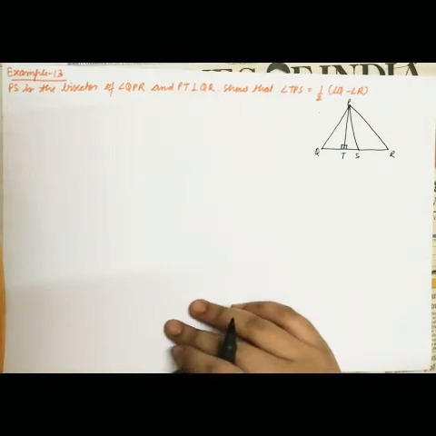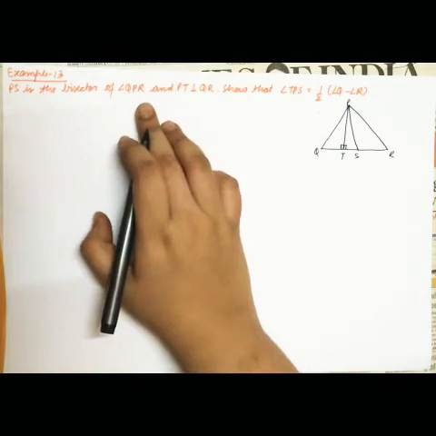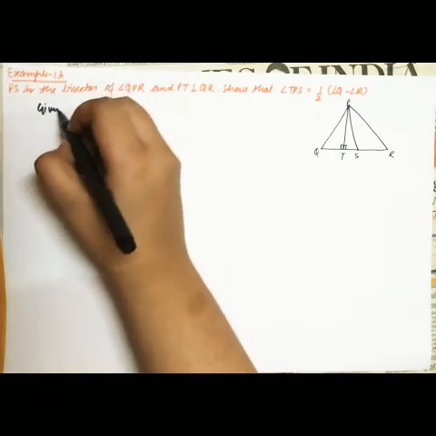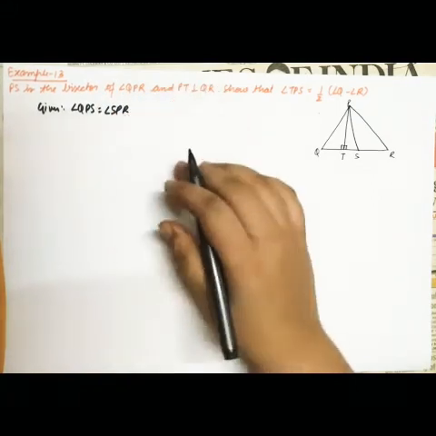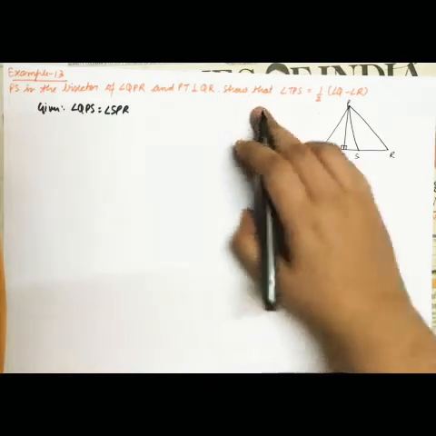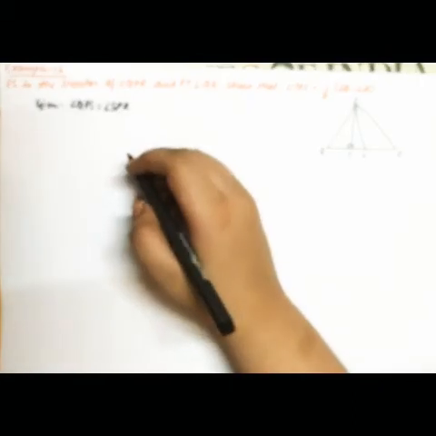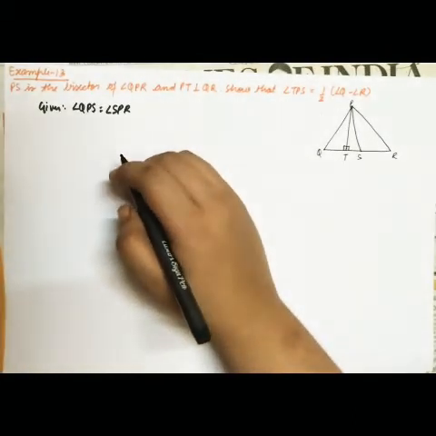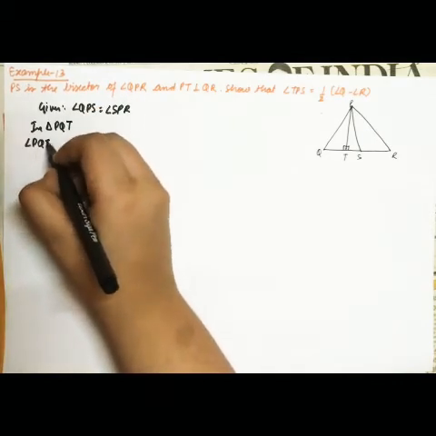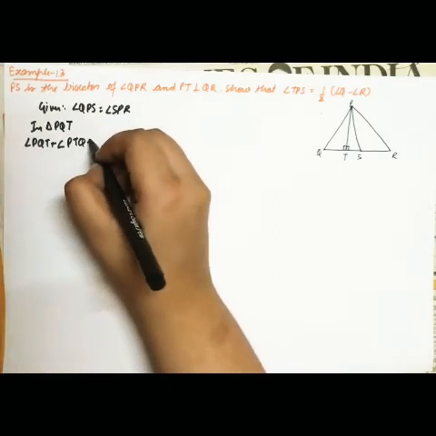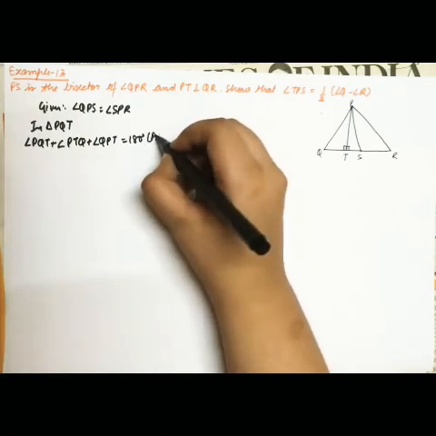Now example number 13. It says that PS is the bisector of angle QPR. Therefore it is given that angle QPS is equal to angle SPR, and we have to show that angle TPS is equal to half of angle Q minus angle R. So now we will start with: in triangle PQT, angle PQT plus angle PTQ plus angle QPT is equal to 180 degrees because of the angle sum property.